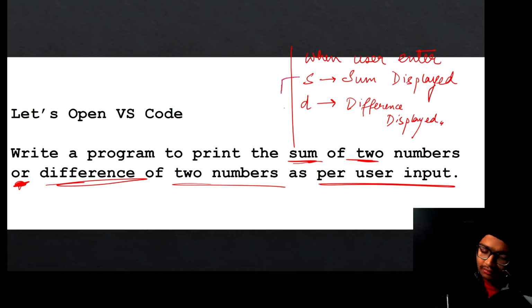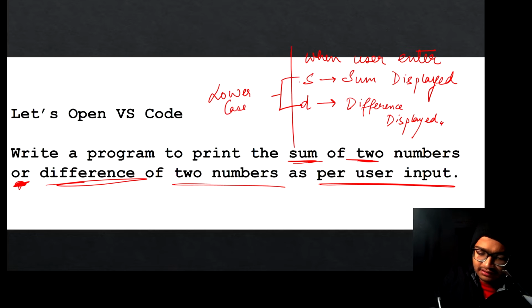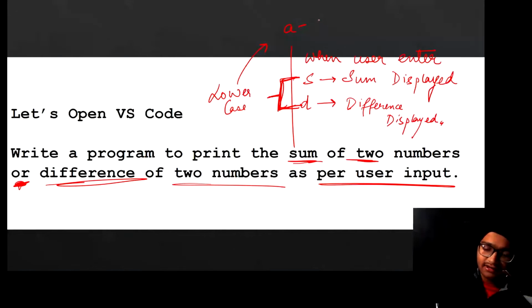Okay, and all these characters are in lowercase. So what do we have to switch? We have to switch this character. We have to switch a variable which will hold this character, either s or d. Now let's go to our VS Code, where we can understand this in a better way.